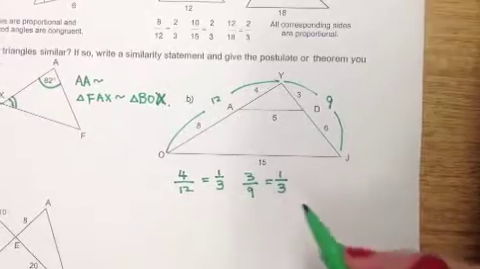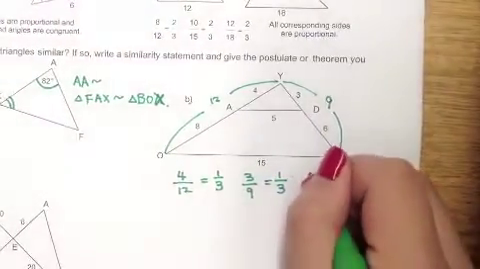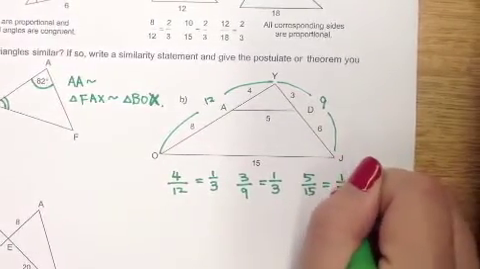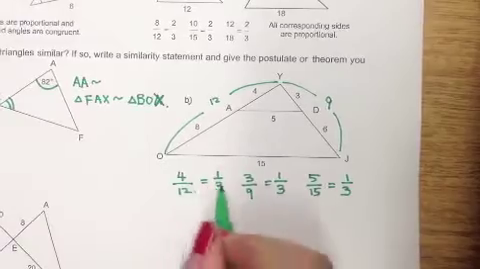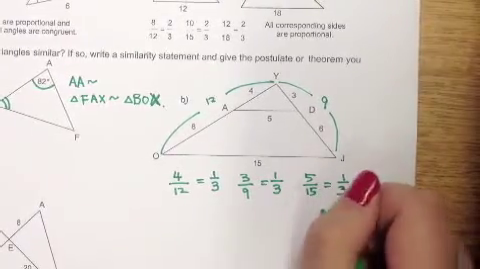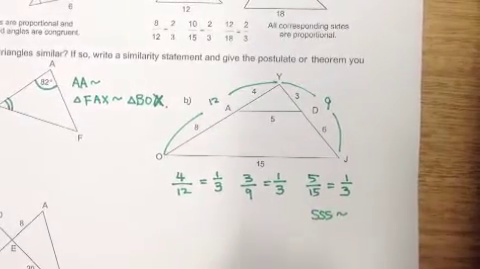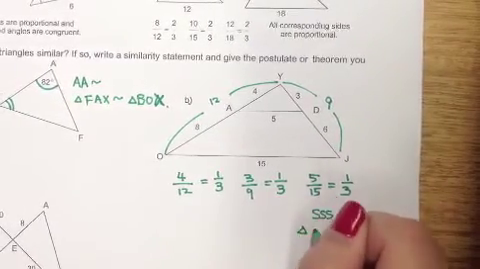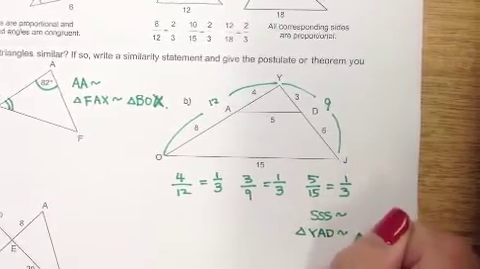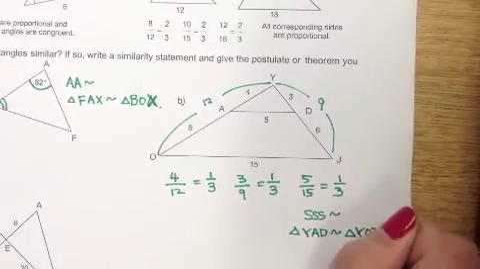Now we need to check our final side, AD compared to OJ, which would be 5 over 15, and that's also 1/3. All three corresponding sides are proportional, so we can use the side-side-side similarity theorem to conclude that triangle YAD is similar to triangle YOJ.